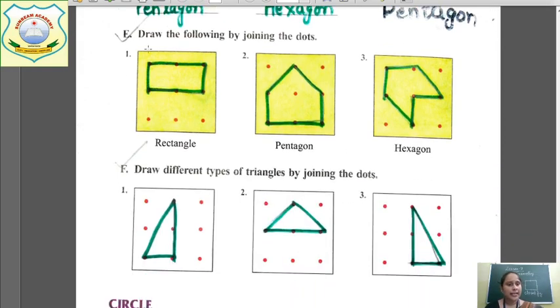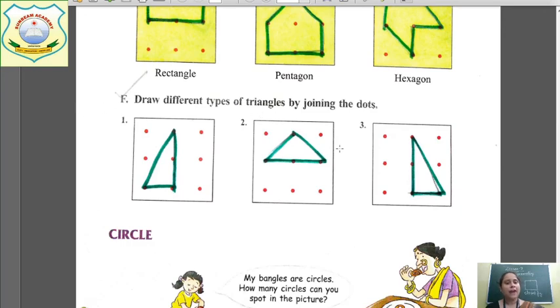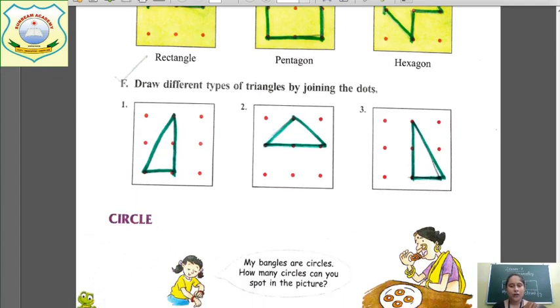Now see, in question number E, you have to draw the following by joining the dots. So here you have to join the dots and make shapes like a rectangle, pentagon and hexagon. And in question number F, you have to draw different types of triangles by joining the dots. So this completes your today's exercises.